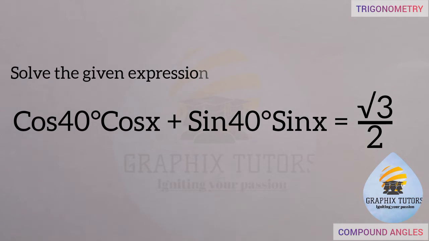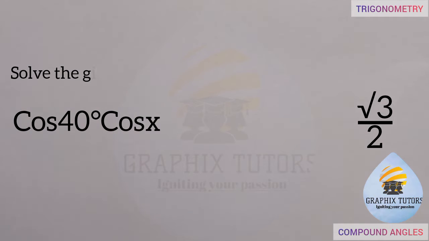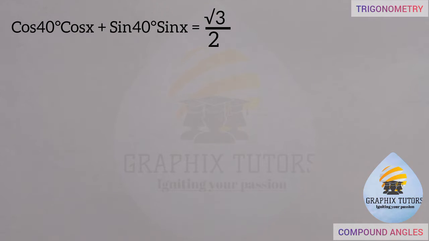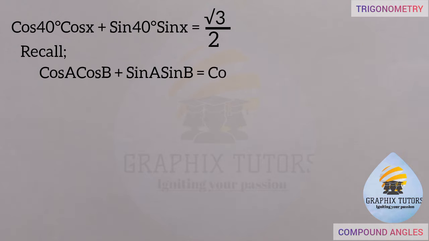Now I'm going to start solving. Solution. I will write down the question back: cos 40° cos x + sin 40° sin x = √3/2. Now, there's a law in compound angle that says that cos A cos B + sin A sin B = cos(A − B).